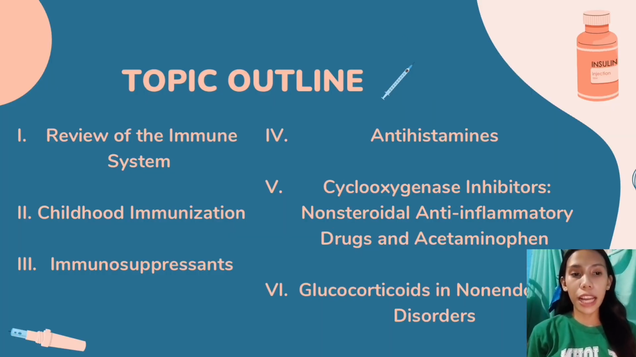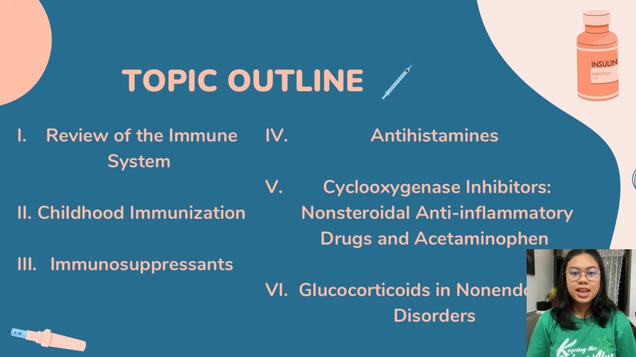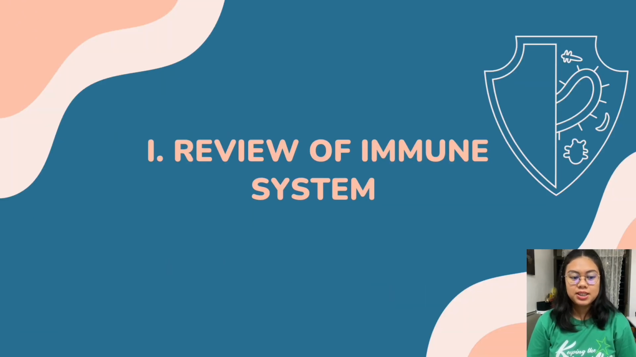For our topic outline, we will be discussing review of the immune system, childhood immunization, immunodepressants, antihistamines, cyclooxygenase inhibitors, non-steroidal anti-inflammatory drugs and acetaminophen, and glucocorticoids and non-endocrine disorders. Without further ado, let me first discuss the review of the immune system.